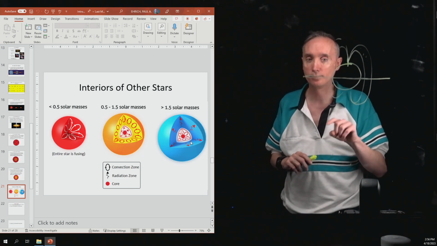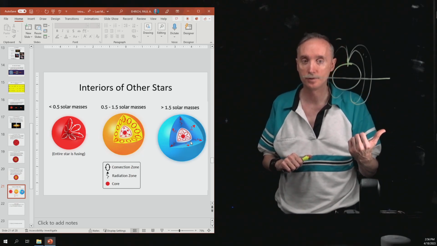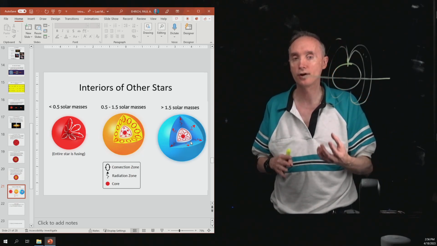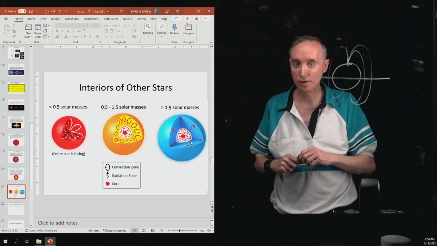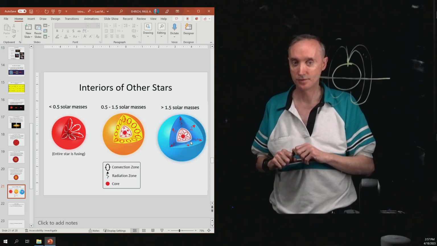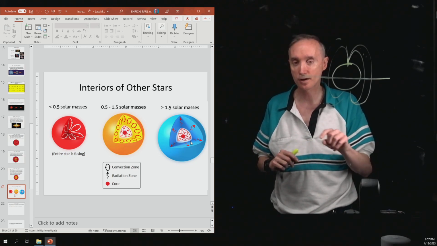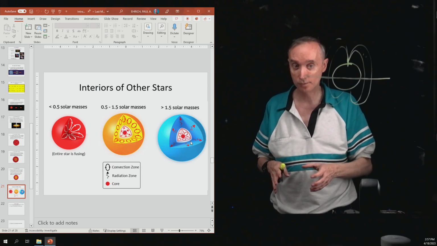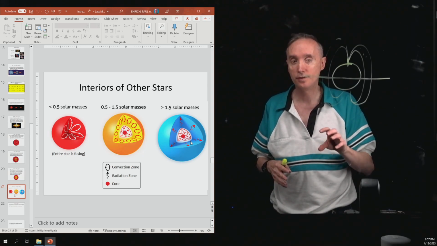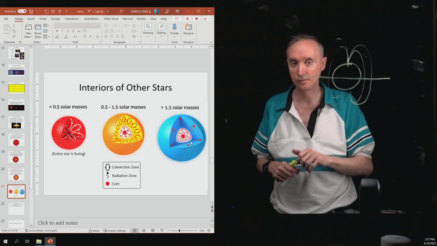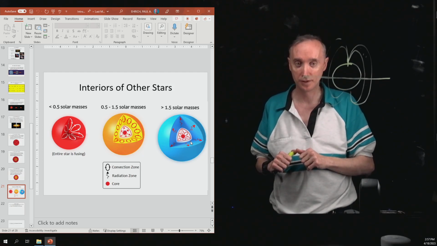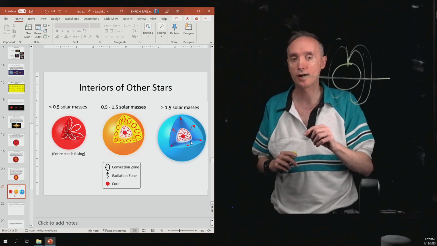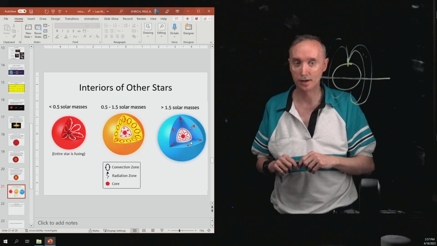And then if you look at that blue one on the opposite end, these are going to be stars that are greater than 1.5 times the mass of the sun. And what do you notice about that picture? Do you notice it's flip-flopped? So it still has a core, just like our sun does, where the nuclear explosions are taking place, but then surrounding it is a convective zone, and then surrounding that is a radiative zone. So it's the exact opposite of what our sun is doing on the inside.